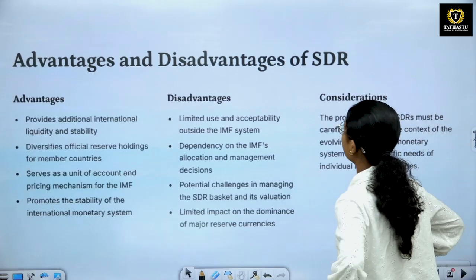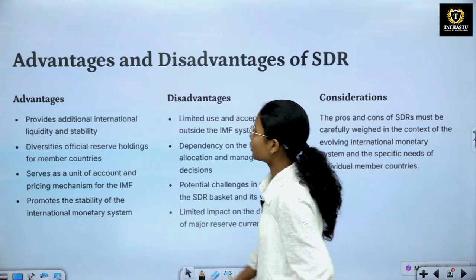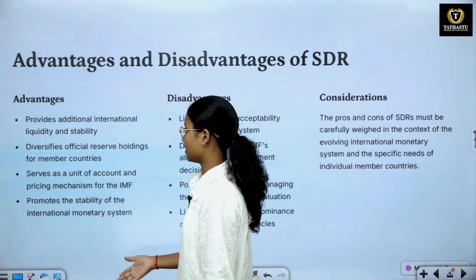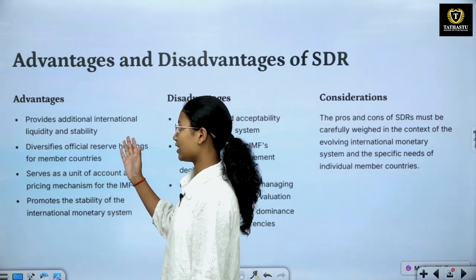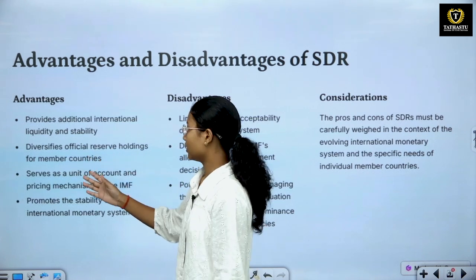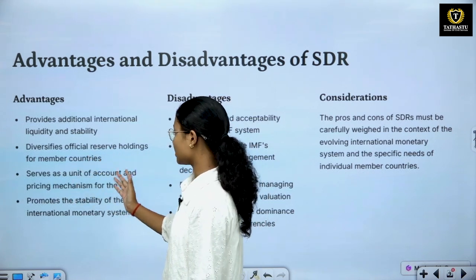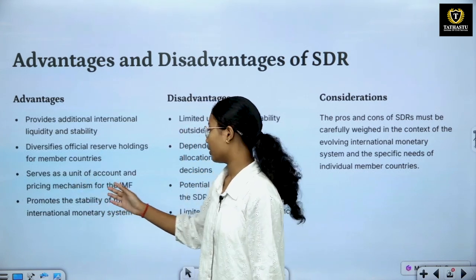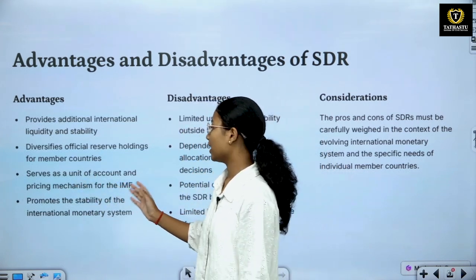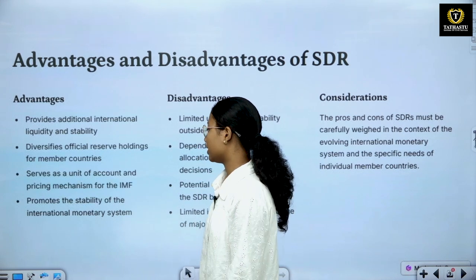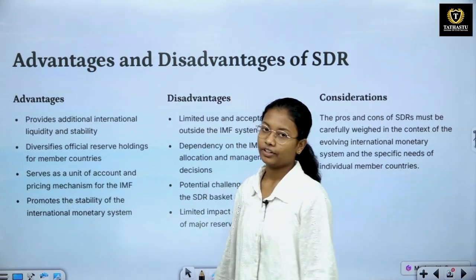Now, advantages and disadvantages of SDR. So, there are various advantages of SDR. It provides additional international liquidity and stability. It diversifies official reserve holdings for member countries. It also serves as a unit of account and pricing mechanism for the IMF. It promotes stability to the international monetary system.